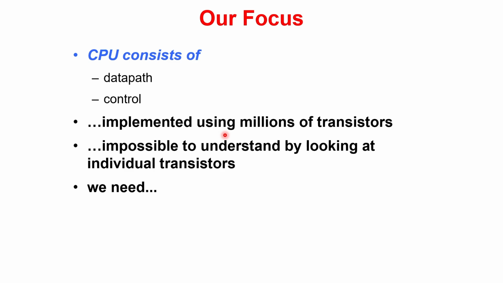So we need a high level of abstraction. Instead of focusing on individual transistors, we study the organization and architecture of the CPU. This allows us to understand how instructions are executed, how data flows through the processor, and how the control unit manages everything without getting lost in the electrical details.